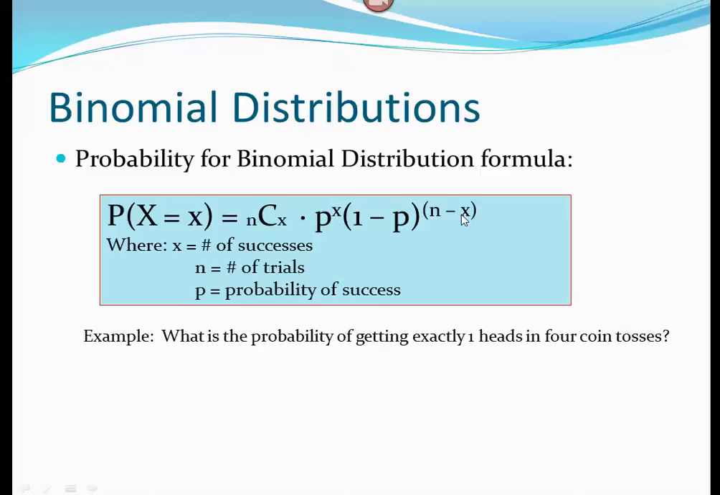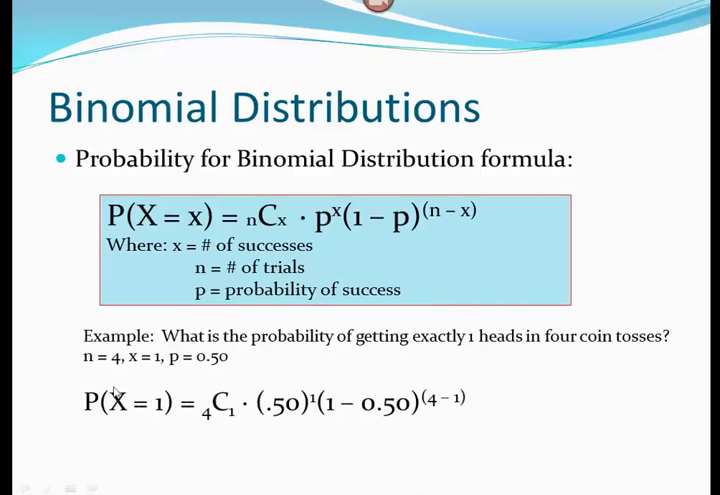So let's look at the previous problem that we just did and see how the binomial distribution can help us calculate this. So first of all, we'll identify our values. We have 4 tosses of the coin, so n is equal to 4. We expect to get 1 head, so we're dubbing heads a success, and we know the probability of success is 50%. So putting these into the formula, we have 4 trials, 1 success.